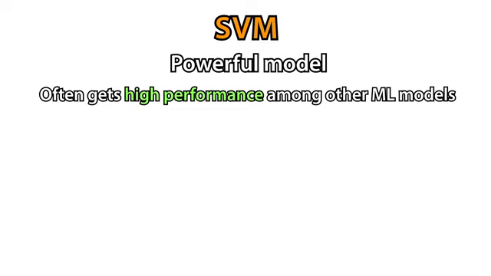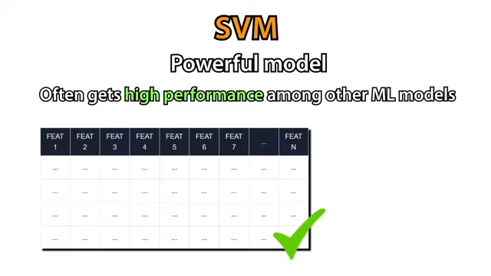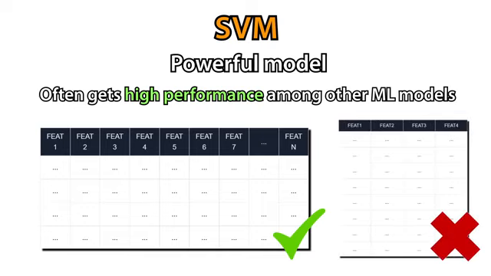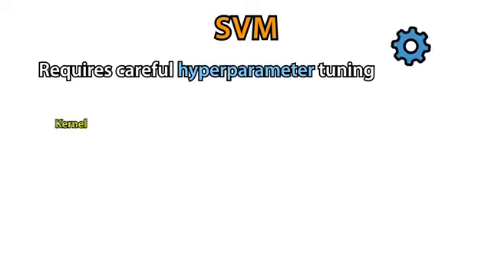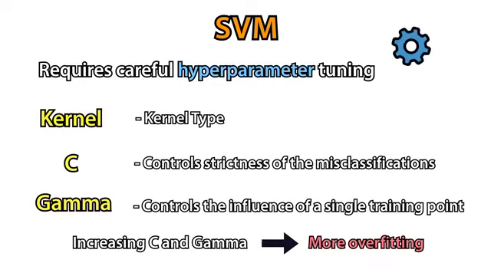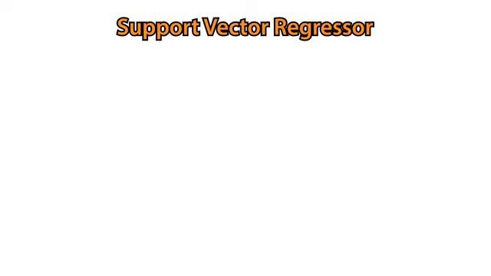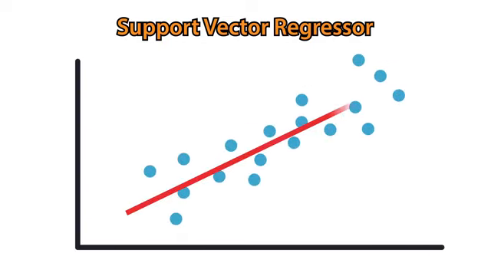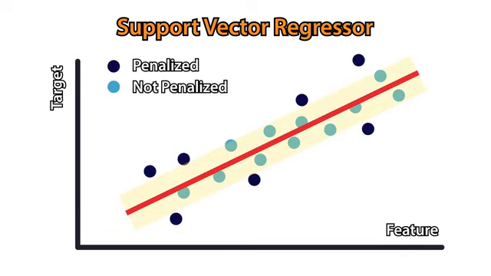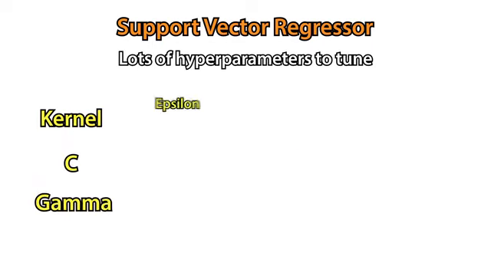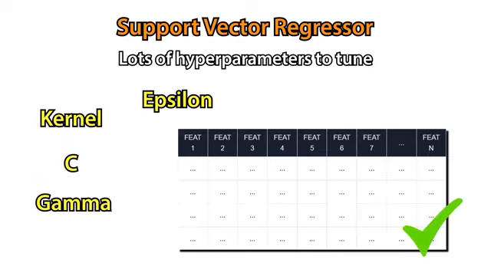SVM is a powerful model that often delivers high performance, especially for high-dimensional datasets. However, it can become computationally slow when applied to datasets with a large number of observations. Additionally, it requires careful tuning of multiple hyperparameters to achieve optimal results. For regression, support vector regressor can be used. The concept is similar, but now it defines a margin of tolerance where predictions within that range are considered accurate and are not penalized. As for SVM, it has many hyperparameters to tune and works well for smaller datasets.